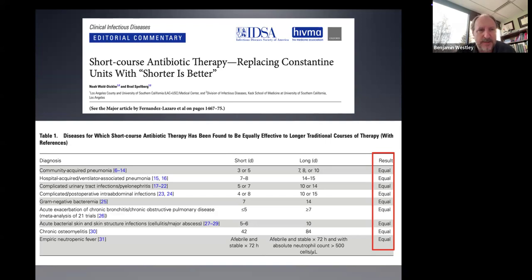or 21 days long. And they summarize the literature in massive tables in this nice study. And they point out that for community-acquired pneumonia, there's plenty of data that 3 or 5 days is equal to 7 or 10. For gram-negative bacteremia, 7 is equal to 14. For soft tissue infections, 5 days is equal to 10 days. And we show that here.